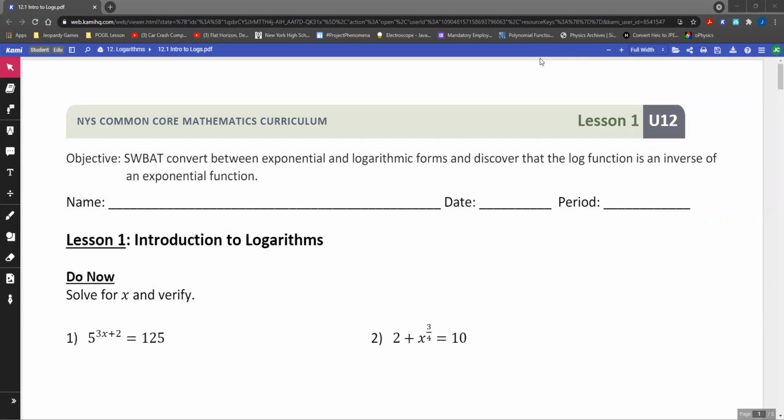Hey everyone. So we're on unit 12, and this is going to be about logarithms. It's actually very similar to what we talked about in unit 11, where we're going to be dealing with exponentials again. But this time we're going to talk a little bit more about how we solve some of the math that we wouldn't be able to do using the methods from before.